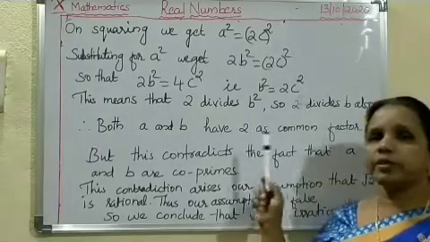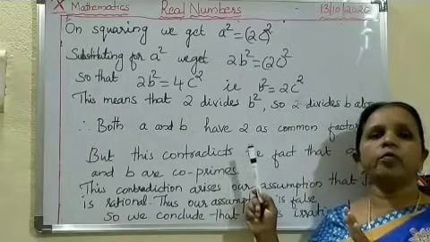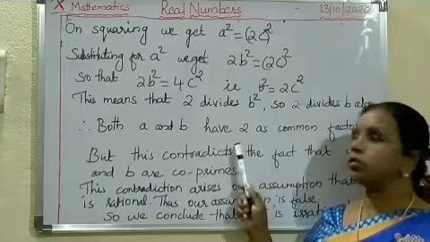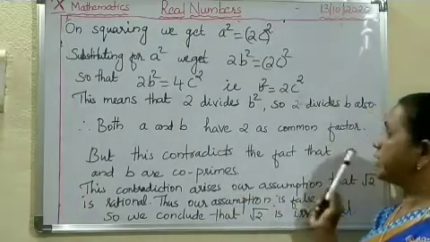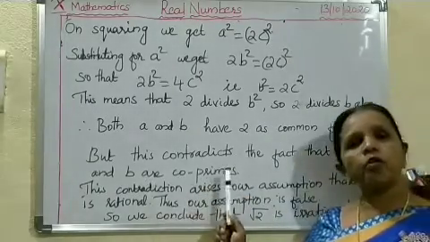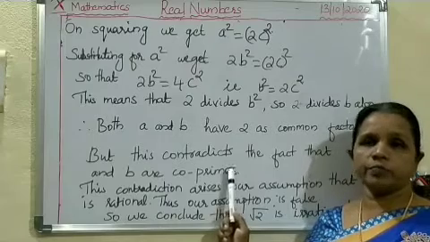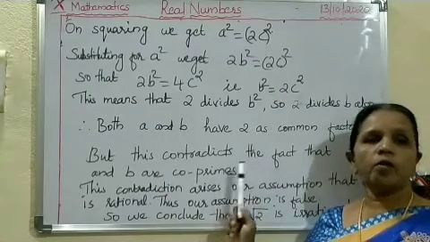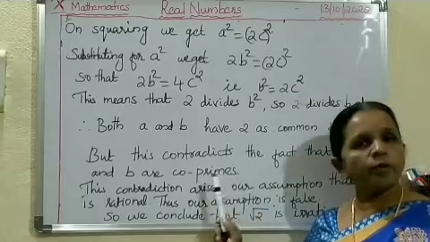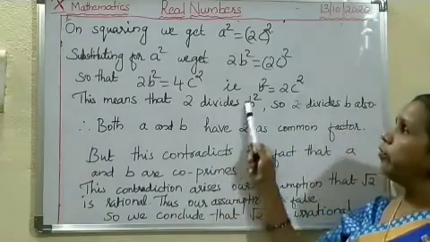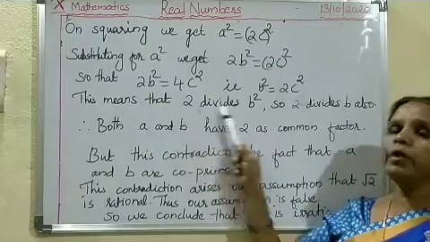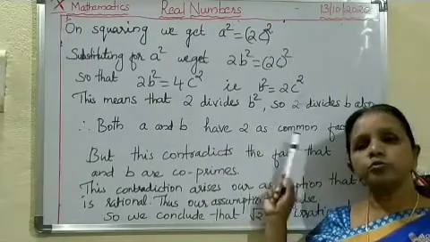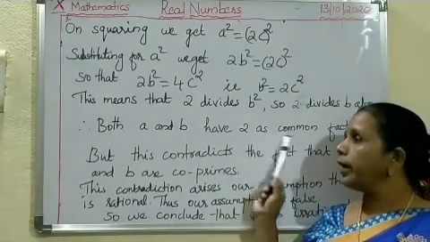But what is our assumption? A and B don't have any common factor. This contradicts our fact that A and B are co-primes. We said at first that A and B don't have a common factor, that is, they are co-primes. But now we proved that A and B have a common factor, 2.